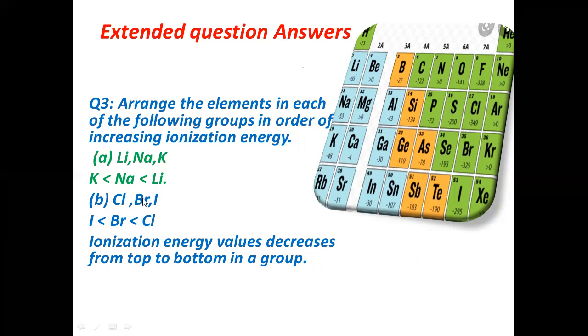Second case is chlorine, bromine, and iodine. All these elements belong to group number 7A of the periodic table, and same as group number 1A, ionization energy decreases from top to bottom. So the least ionization energy will be of iodine, then bromine, and then the greatest ionization energy is of chlorine. So chlorine has the highest ionization energy, then bromine has greater ionization energy than iodine, and iodine has the lowest ionization energy.